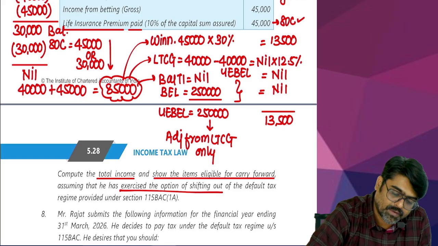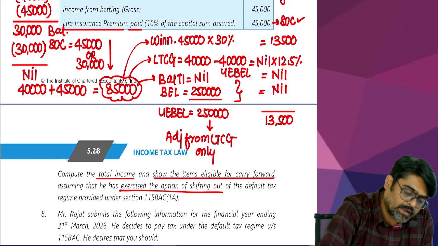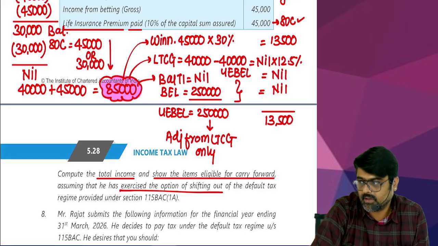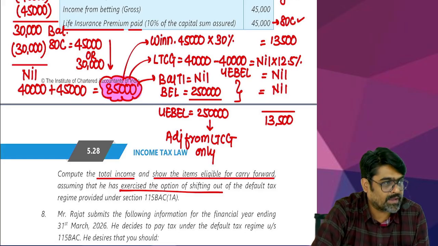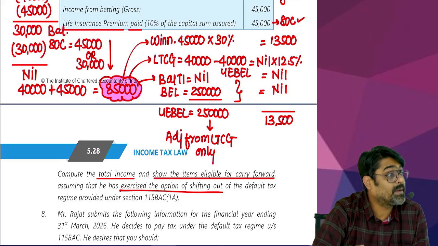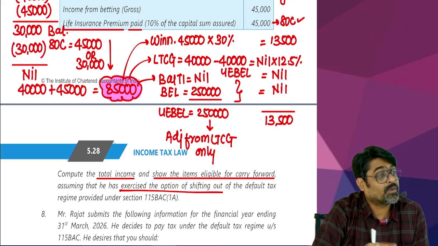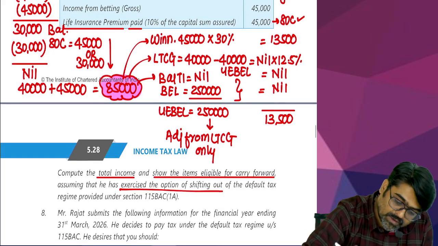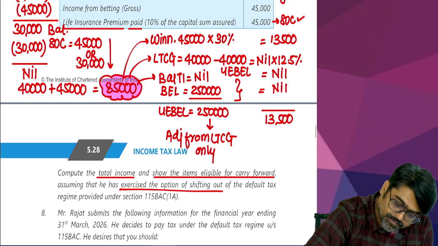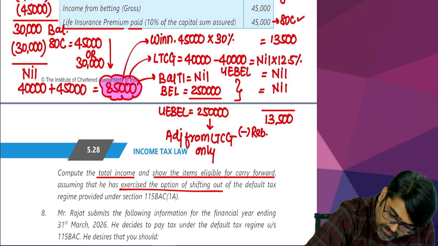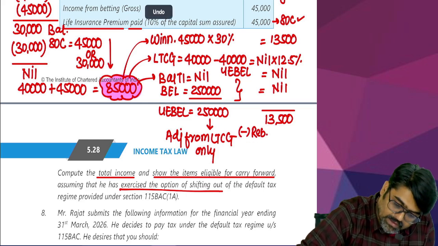Now 13,500. What is the amount of your total income? 85,000. Is it below the limit of 5 lakhs? You can claim rebate also because you are resident. But rebate is available for all taxes except tax on special incomes. So first of all tell me, from this, will you get rebate? Less rebate. You are eligible to get rebate. But how much rebate you are going to get? Tell me.